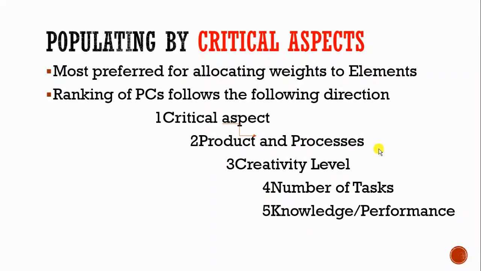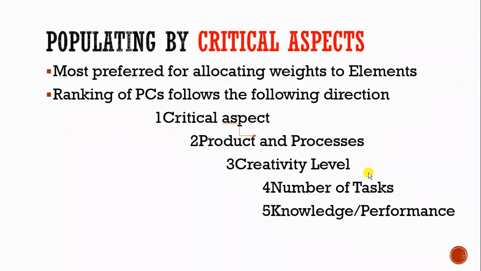So you need to go back to those elements that share critical aspects and see if those performance criteria address products and processes. If you find one of them does, then that will be given the highest rank, and the others follow. If again you find products and processes are addressed in all the PCs that have the same number of critical aspects, then you go to the third level, and that is creativity. So again, you go back to those elements that share all those aspects and look at which elements address creativity. If there is one, you give it the highest rank, and then the others follow.